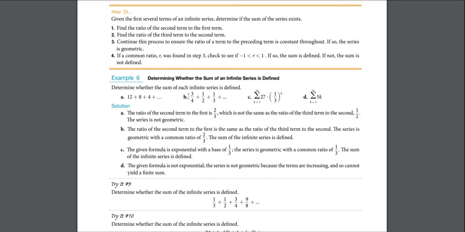For this one, if we do 1/2 divided by 3/4, we get 2/3. If we do 1/3 divided by 1/2, we get 2/3. So this is in fact geometric, and it has a common ratio of 2/3, which is less than 1, which means that we can in fact find a sum for this infinite series.